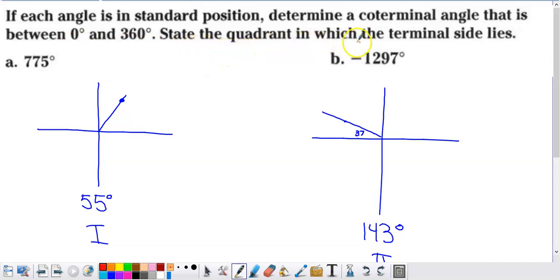We want to state the quadrant that the terminal side lies in. So here's how I am going to start this. I'm going to start this visually by trying to plot this angle. So I realize 775 is way above 360.